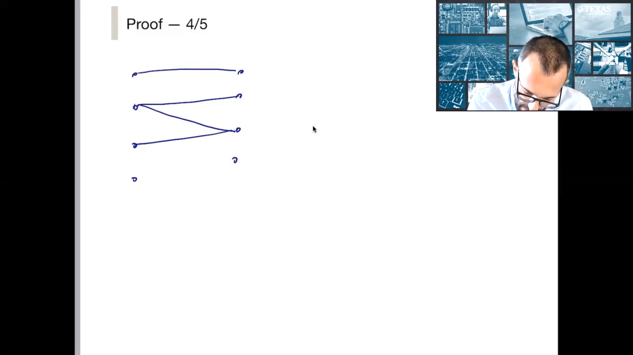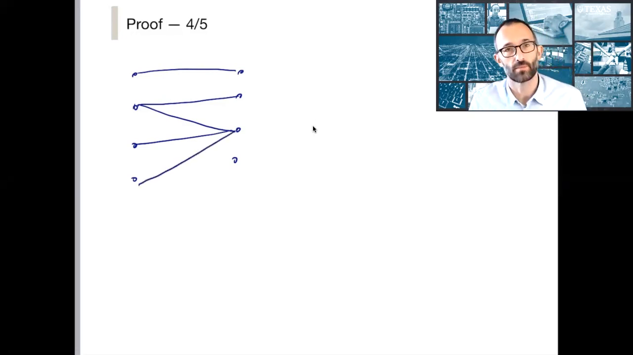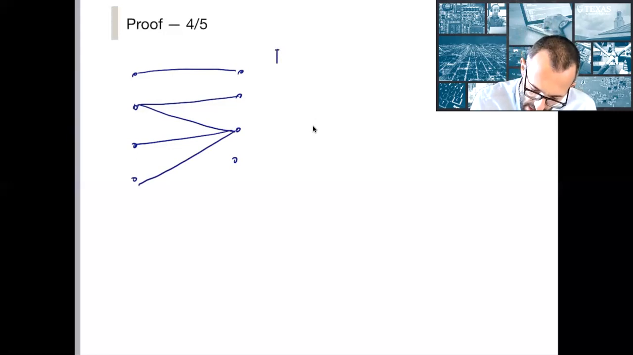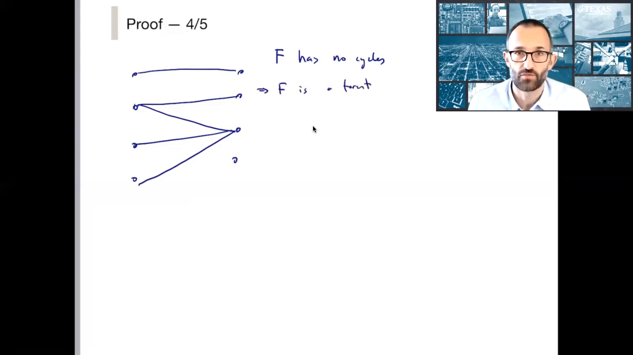Actually, it doesn't have to be paths. Right? It could be something like this is allowed. So it is a collection of trees. This is called a forest. So in this case, if F has no cycles, it means that F is a forest. This is a union of trees.